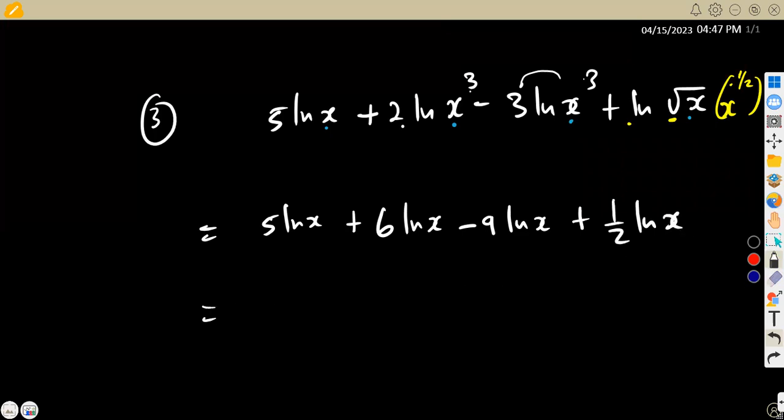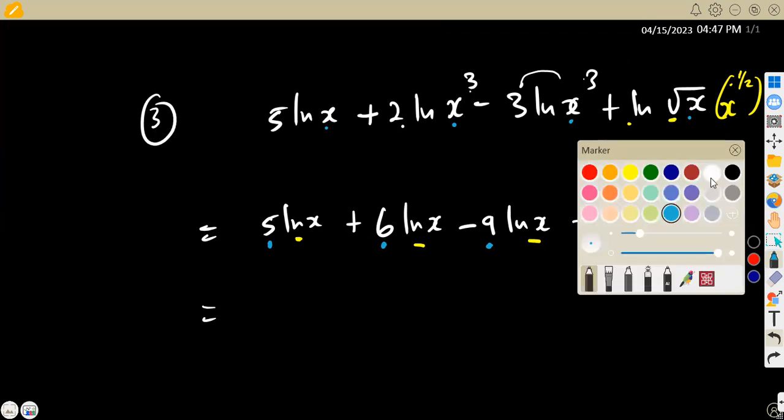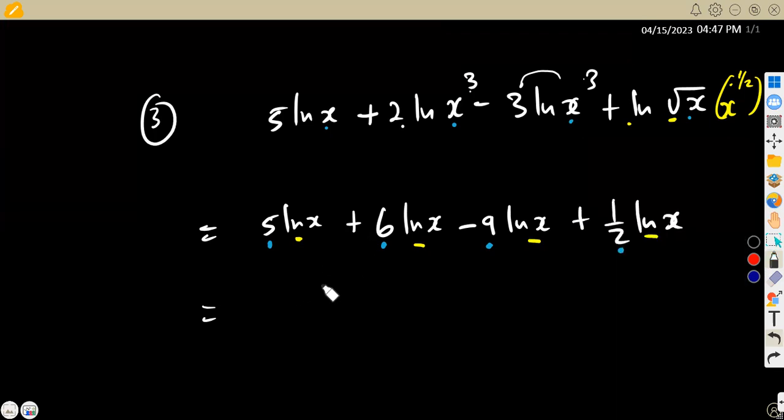So as we can see, we are given terms containing ln x here, ln x here, ln x here, ln x here. So we can add the terms, that is 5 plus 6 minus 9 plus a half. So you add these on your calculator, you are going to obtain 5/2. So that's 5/2 in this case, all right? Or 5/2 ln of x. So that's a single log, or a single ln.